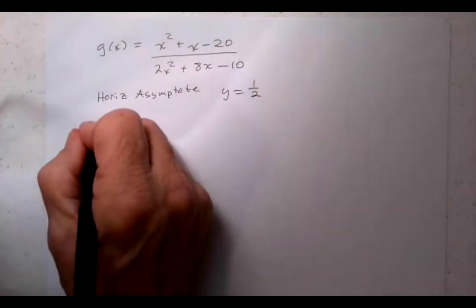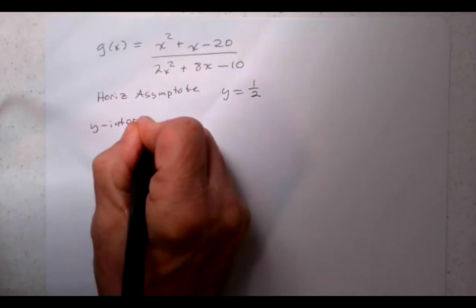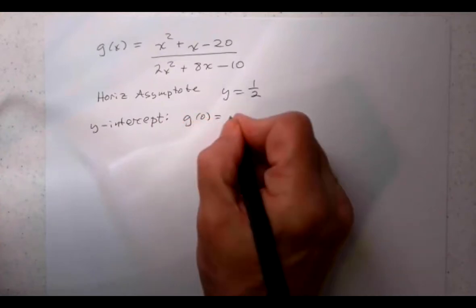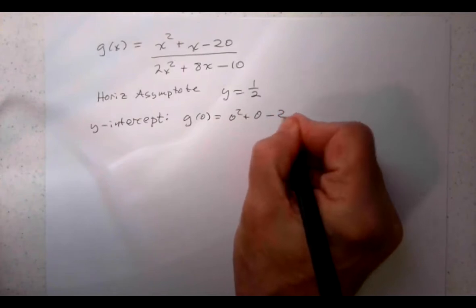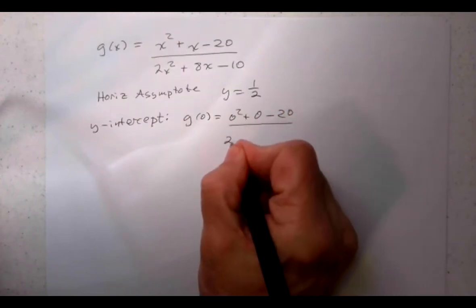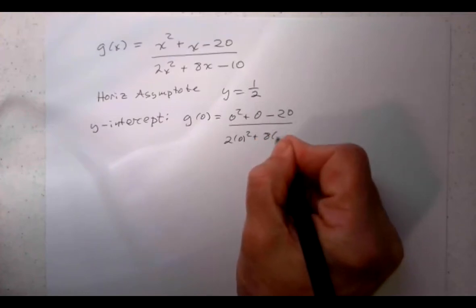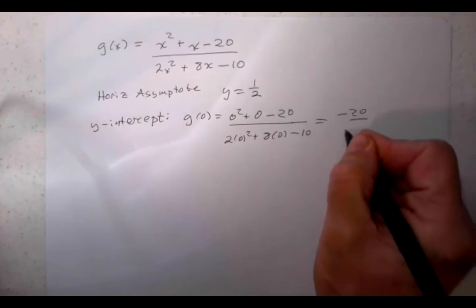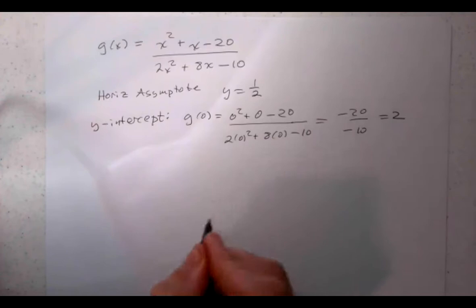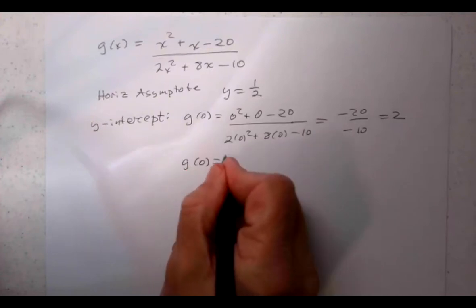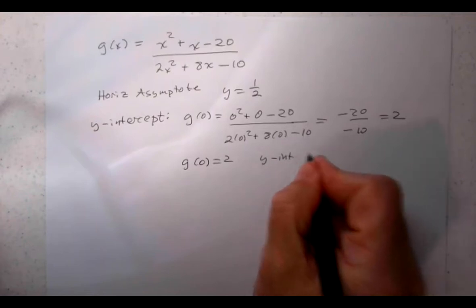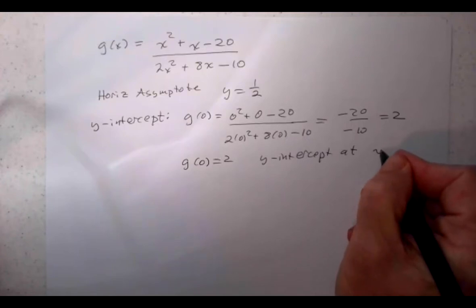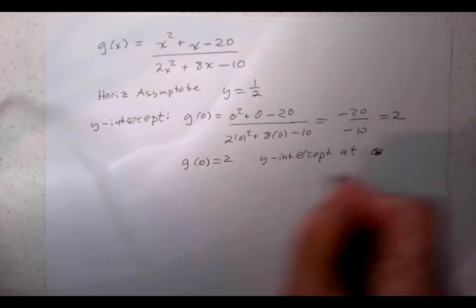Now how about y-intercepts? For a function, there can only be one y-intercept. We look for g of 0. Plugging in 0: 0 squared plus 0 minus 20 over 2 times 0 squared plus 8 times 0 minus 10. 0 plus 0 minus 20 is -20, 0 plus 0 minus 10 is -10, and we get 2. So g of 0 is 2, which means we have a y-intercept at y equals 2, at the point (0, 2).